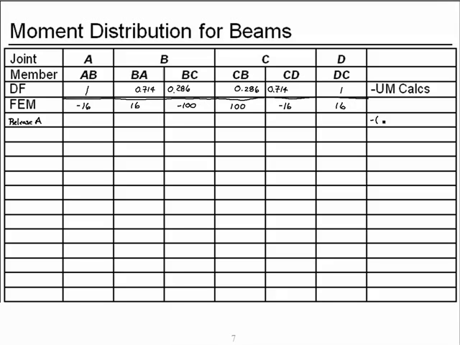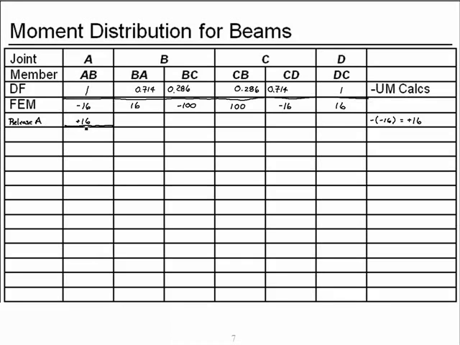So I have the minus 16 that exists at the node, so my negative unbalanced moment is a plus 16 foot kips. My distribution factor is 1, so I take the plus 16 times 1, and that's how much is distributed into member AB. Now that it's been distributed, there is no unbalanced moment, so I'll put an underscore here. The node is in equilibrium at this point.